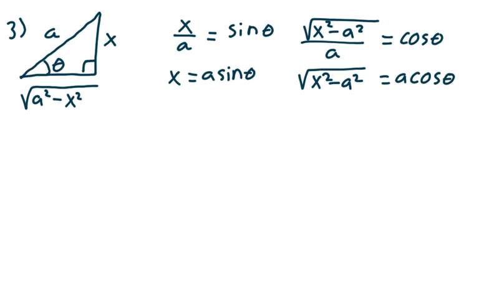Based off this right triangle, x over a is sine of theta. So multiplying both sides by a, we get x equals a times sine of theta. And then the square root of a squared minus x squared divided by a is cosine theta. Multiplying both sides by a, we get the square root of a squared minus x squared is a times cosine theta. And with that, we can look at some examples.